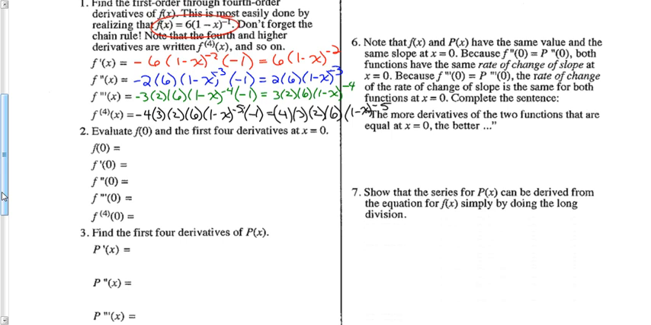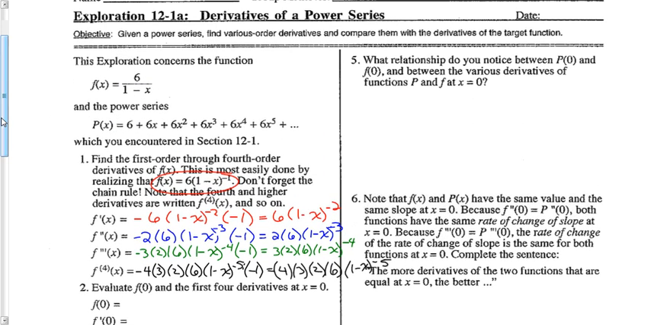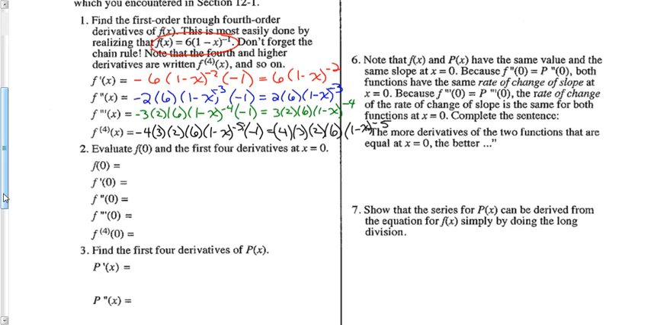Number 2 says, go ahead and evaluate f of 0 and f prime of 0, f double prime of 0, f triple prime of 0, and f fourth prime of 0. So let me go back to f. F is up at the top, and I'm plugging in x is 0. So f of 0 is going to be 6 over 1, which is just 6. Let me fill that in right here.